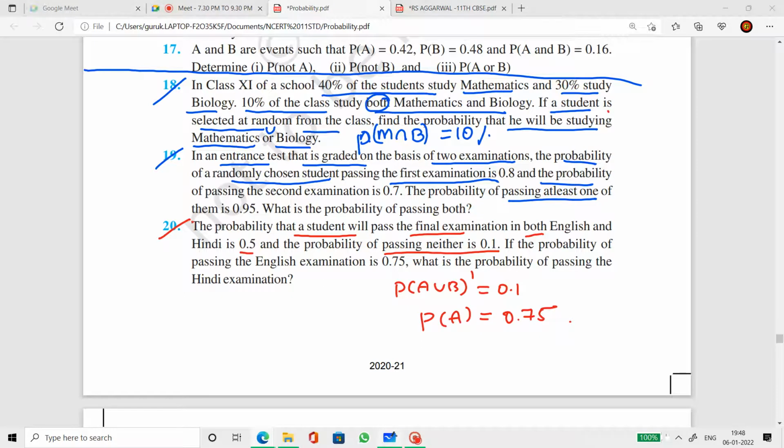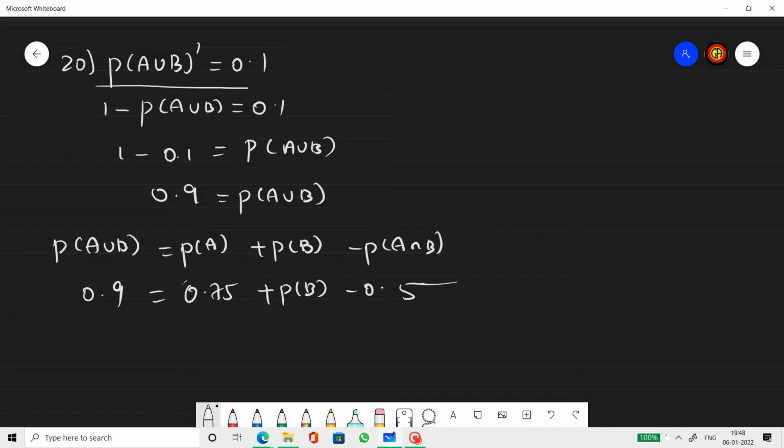Now P of A union B, the whole complement, is 0.1. It can be written as 1 minus P of A union B. So through this we can find P of A union B and then use the addition theorem. P of A union B value is 0.9.